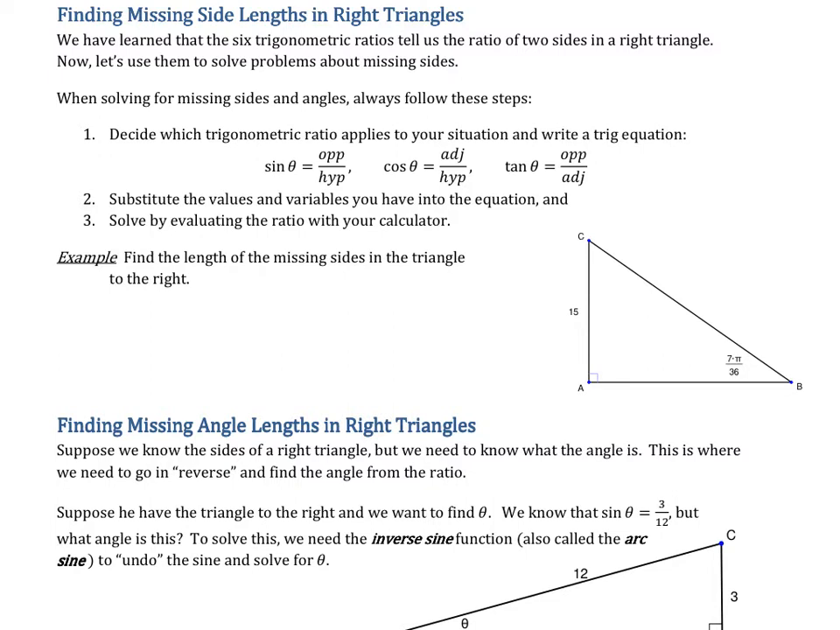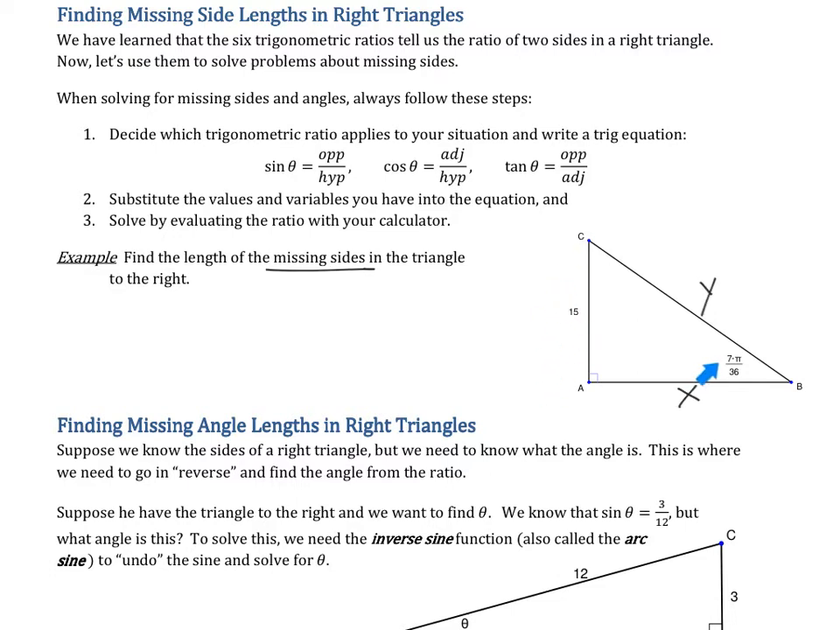We've got a right angle here, and let's go for some radians, why not? 7 pi over 36. That's in radians. We know this leg over here, which is 15, and we want to find the length of both the missing sides. Let's call this x and let's call this y.